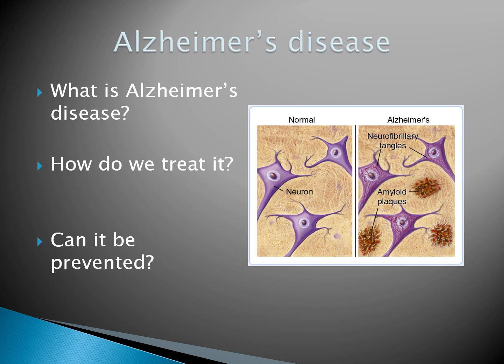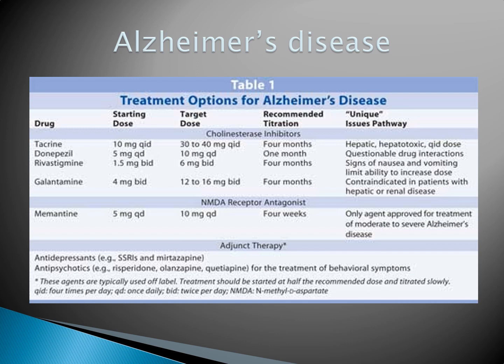Some of the key educating points for your patient would be to sleep well, exercise well, eat well, no unhealthy habits like smoking, and learn new things through mental exercise. So you can see here that there are other treatment options for Alzheimer's disease, and really this is a great diagram to depict the different types of drugs that are used here, as well as your dose ranges, your recommended titration, and the uniqueness in the issues or pathways. So really important table here.